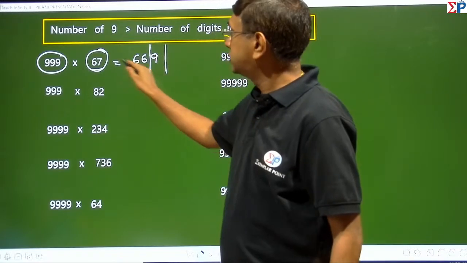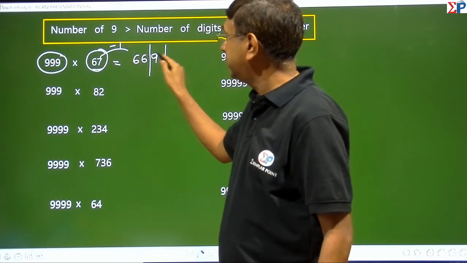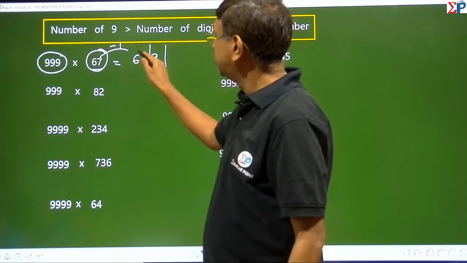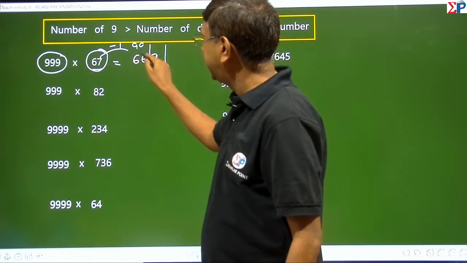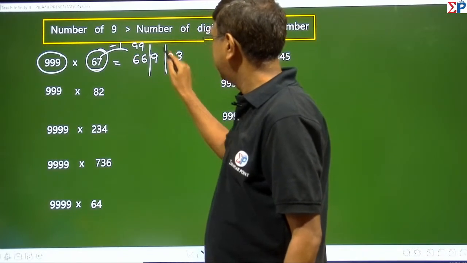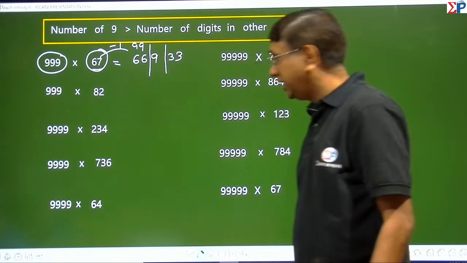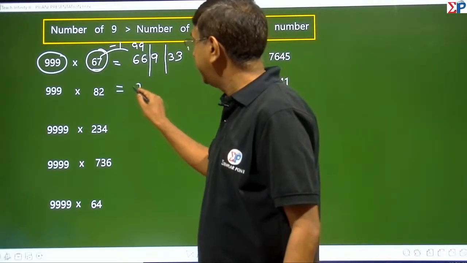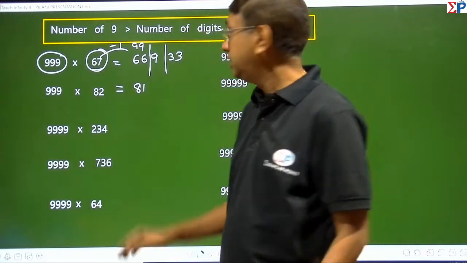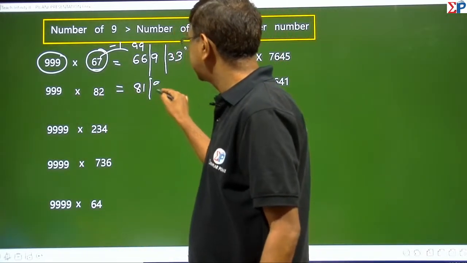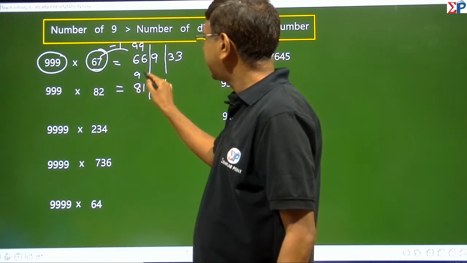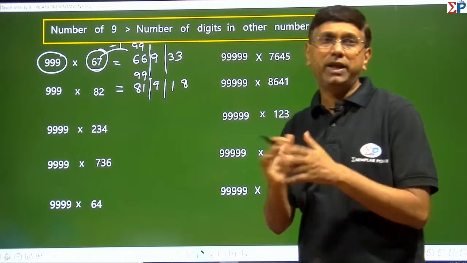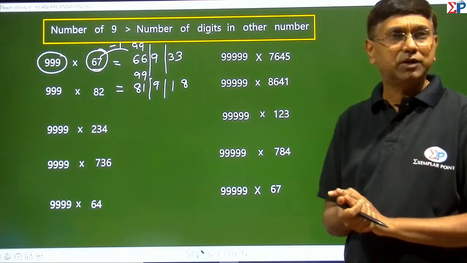The first 2 digits would be 67 minus 1. Then a 9 comes because 1 9 is extra. What would be the last 2 digits? Just subtract this number from 99. 3, 3. So the final answer would be 66933. So the same concept can be applied here. 81. Simple. 3 9s. So 1 9 extra. What would be here? Just subtract from 99, 8 and this. So 81918 is the answer. That is how it goes.